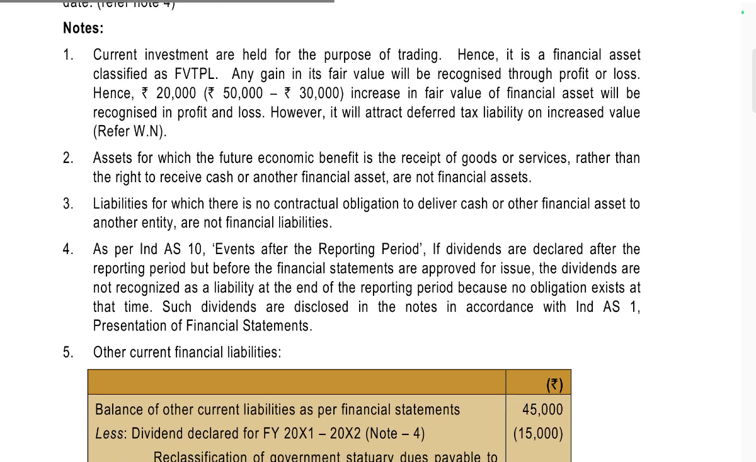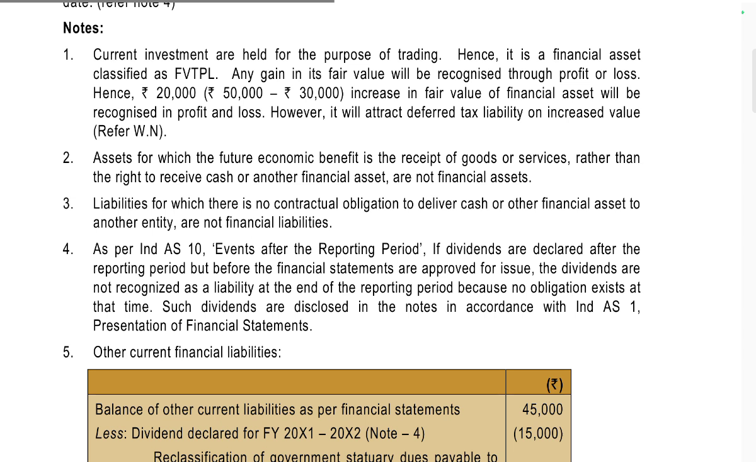Assets for which the future economic benefit is the receipt of goods and services, rather than the right to receive cash or other financial assets, are not financial assets. A liability for which there is no contractual obligation to deliver cash or another financial asset to another entity is not a financial liability, as per Ind AS 10, events after the reporting period. If a dividend is declared after the reporting period but before the financial statements are approved for issue, the dividend is not recognized as a liability at the end of the reporting period because no obligation exists at that time.